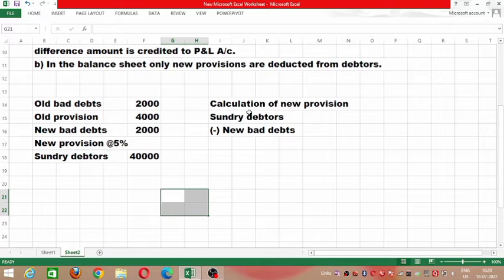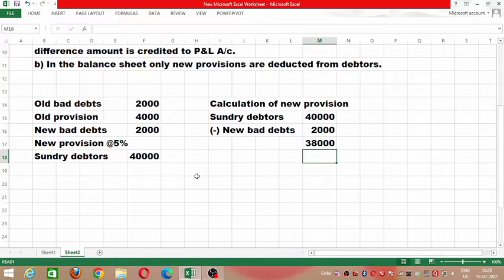Let's do the calculation of new provision. Sundry debtors amount is 40,000. From that we need to deduct new bad debts before calculating new provision. New bad debts is given in the adjustment, so we have to deduct it. New bad debts amount is 2000. So the difference amount is 38,000.